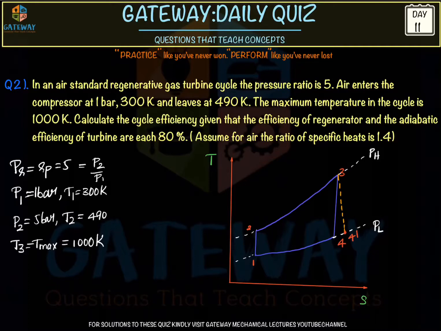And also in the question, efficiency of regenerator. The efficiency of regenerator is nothing but the effectiveness of the regenerator. So whenever there is a case of regenerator, always mark a point as 3 dash. In between 3 dash and 3, the actual combustion process happens. But from 2 to 3 dash, the heat being added is done by the regenerator. So to understand that, we'll see how the regenerator works.